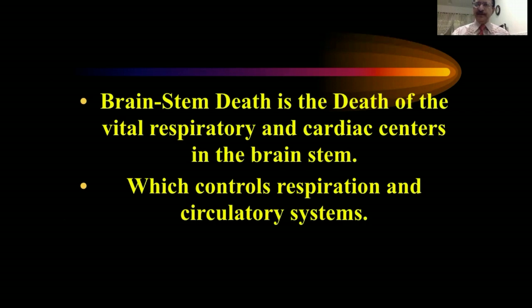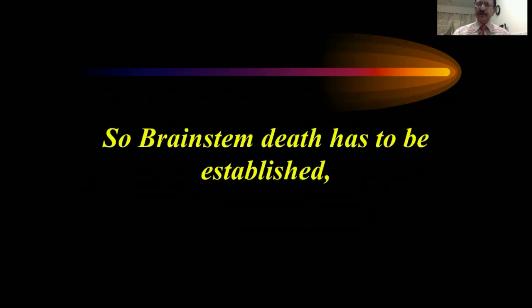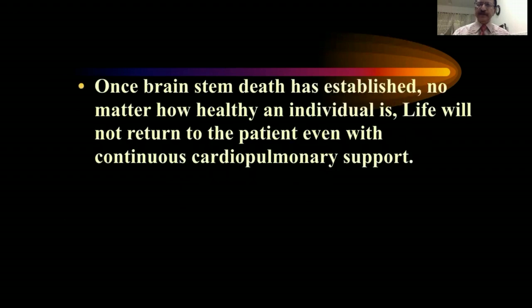Brain stem death is the death of the vital respiratory and cardiac centers in the brain stem, which control respiration and circulation. So brain death has to be established. Once brain stem death has been established, no matter how healthy an individual is, life will not return to the patient even with continuous cardiopulmonary support.